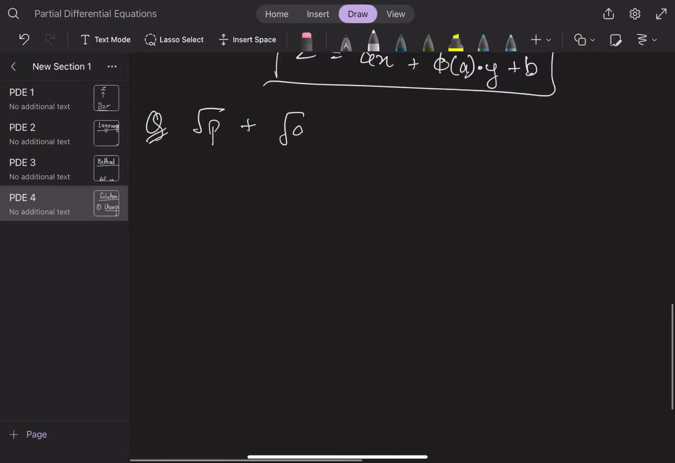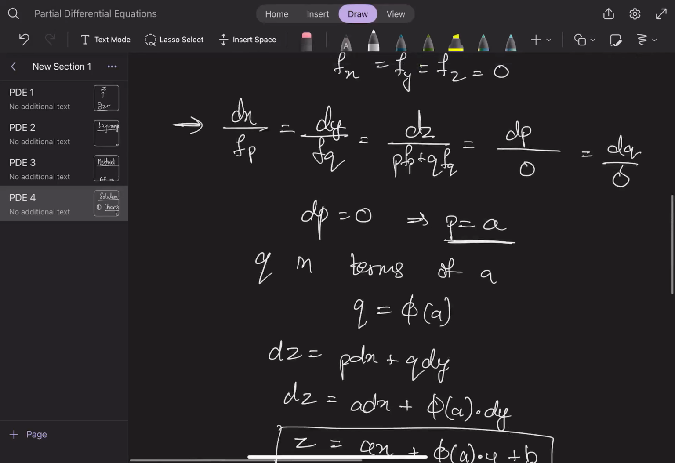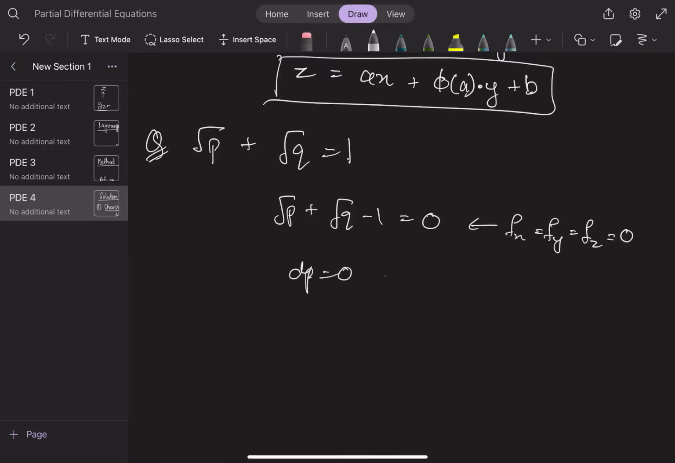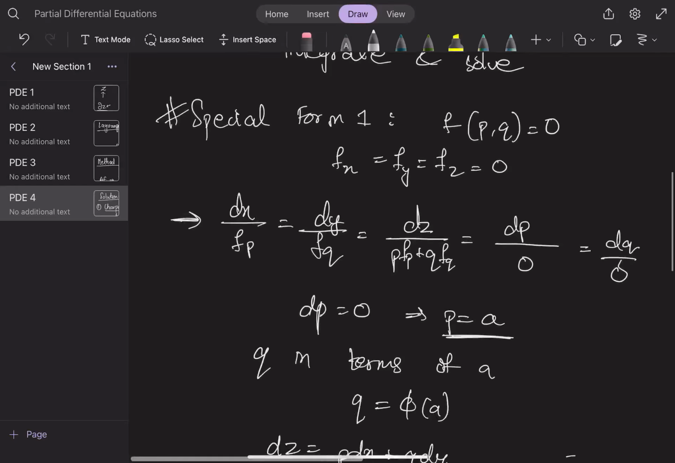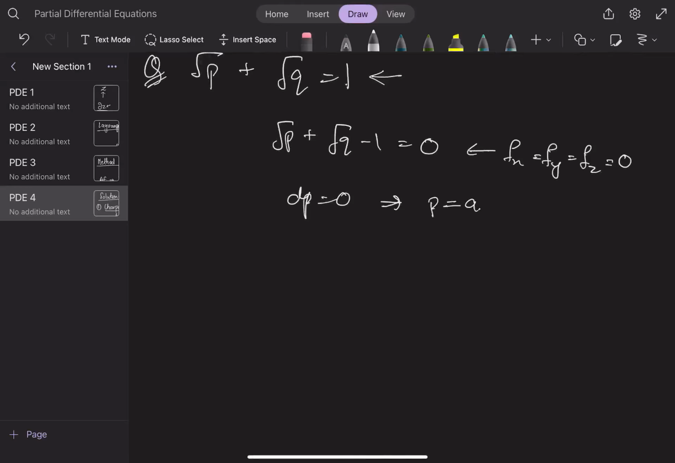Root p plus root q is equal to 1. So you can write this as root p plus root q minus 1 is equal to 0. So again, this is only in the form of p and q, so fx, fy and fz are all 0. So again, if you write this equation, you'll get dp is equal to 0, which means p is equal to a. Now let's put this back over here. So root a plus root q minus 1 is equal to 0. So root q is equal to 1 minus root a.